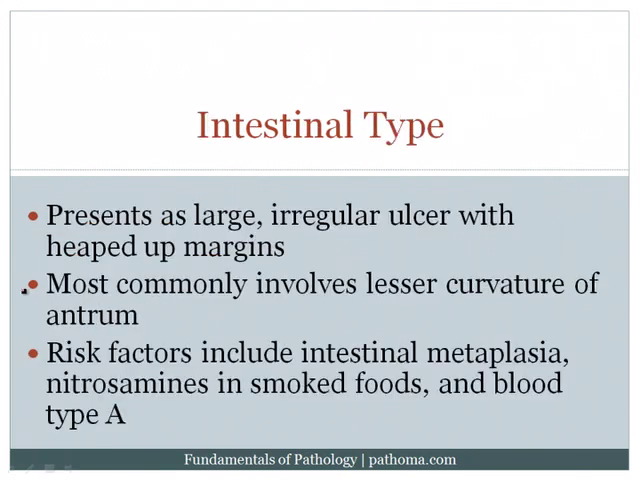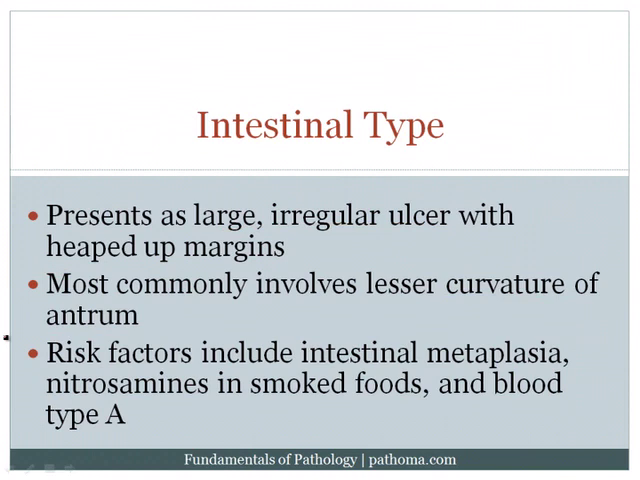In the intestinal type, you get a large irregular ulcer with heaped up margins, as I've just described. And this most commonly involves the lesser curvature of the antrum. Now remember that the lesser curvature of the antrum is exactly the same place where we got stomach ulcers and peptic ulcer disease. And so again, that's why it's so important to know the differences between benign ulcers and malignant ulcers and how they would be distinguished morphologically.